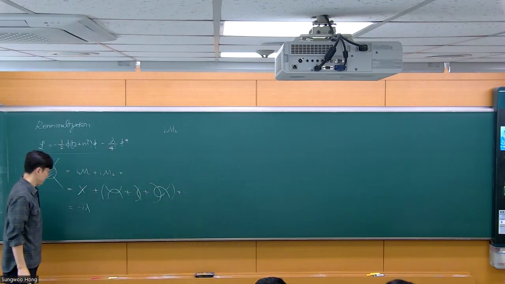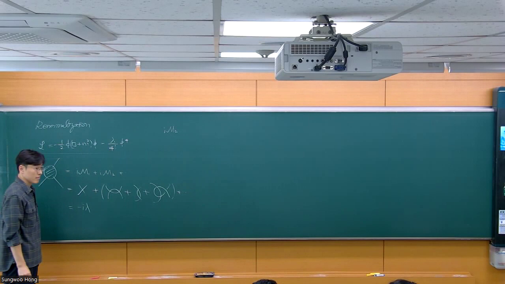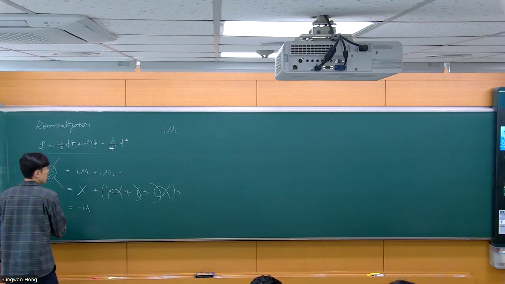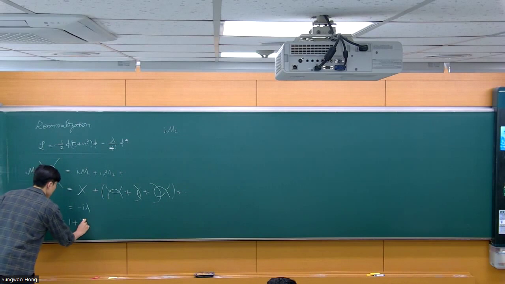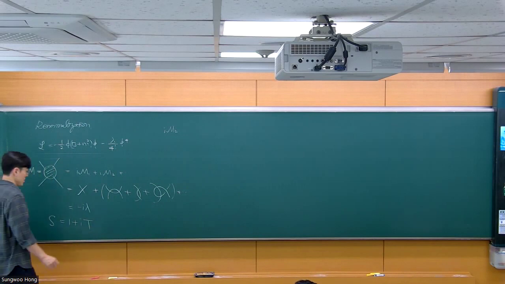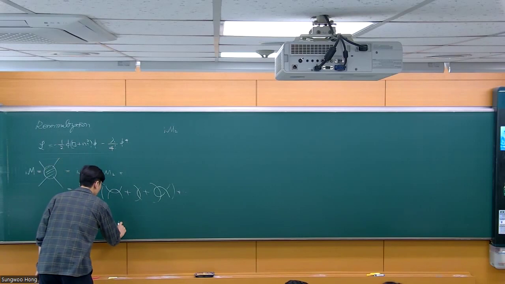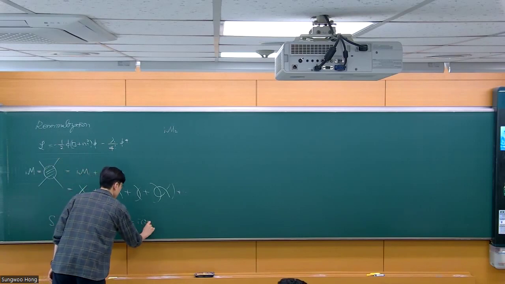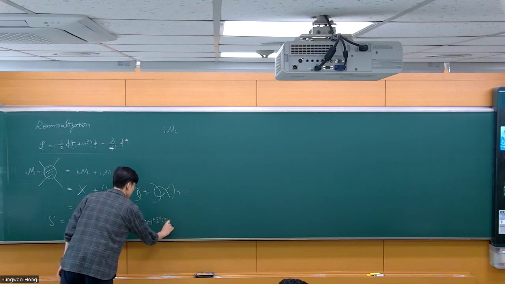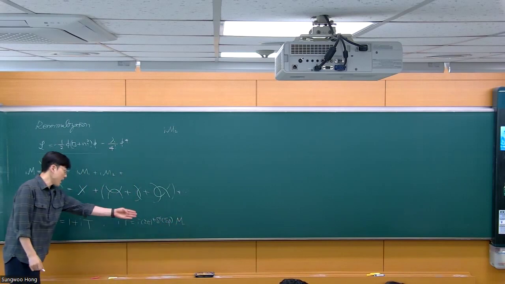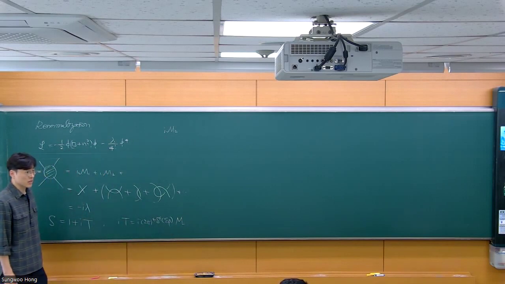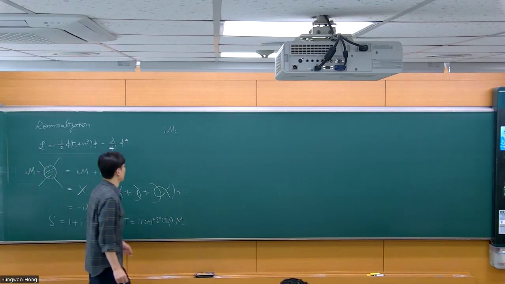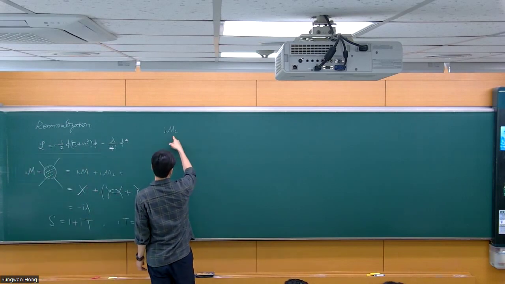What is the explicit definition of the amplitude M? If you have an S matrix, it can be decomposed as identity plus a transition amplitude. The transition amplitude can further be written as (2 pi)^4 times the momentum-conserving delta function times M. So iM is T, stripping off this momentum-conserving delta function.